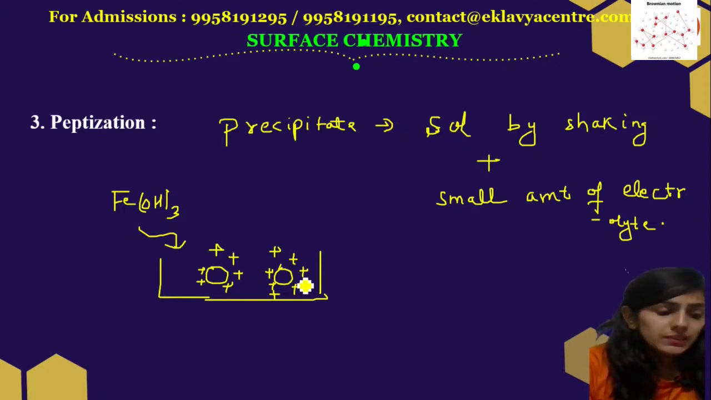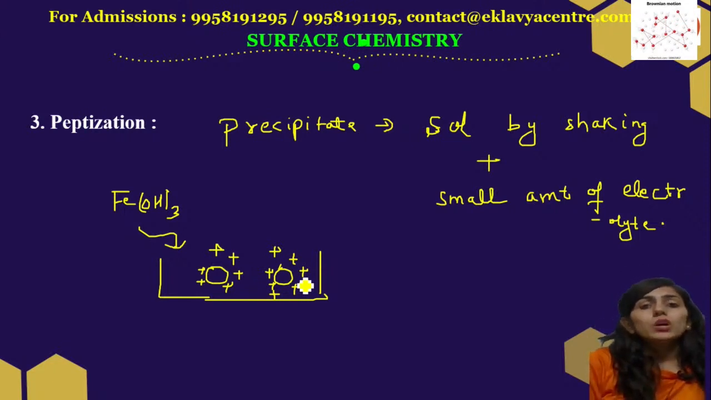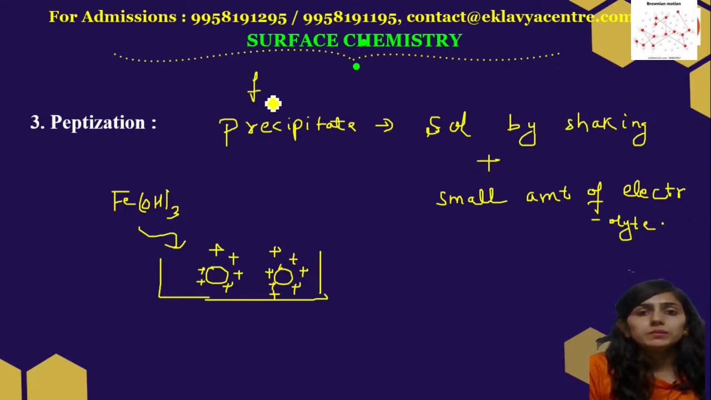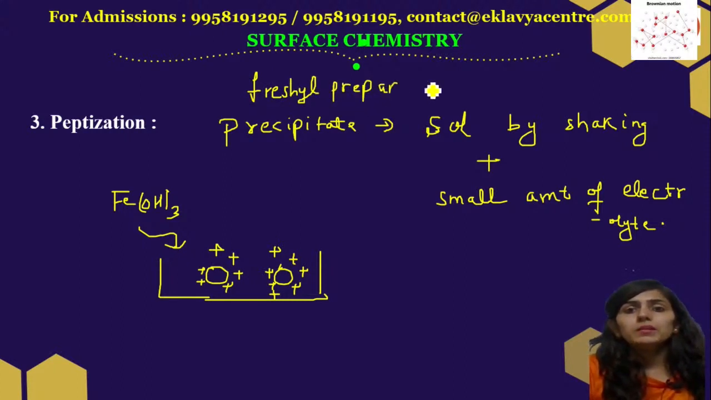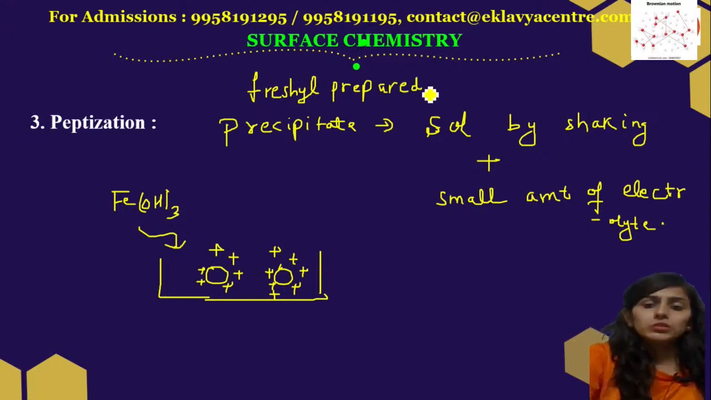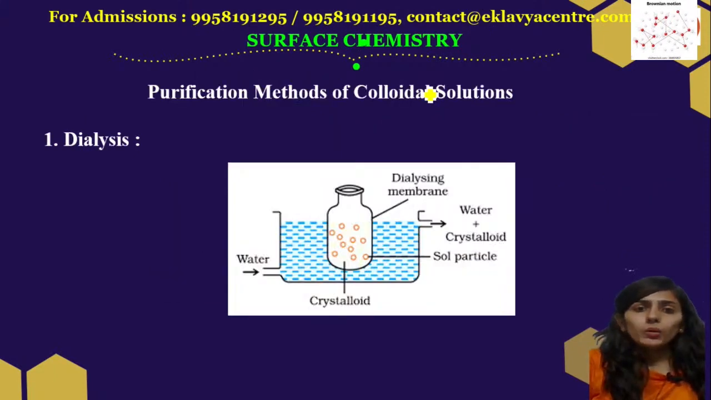So this method is used to convert freshly prepared precipitate into sol by shaking and adding a small amount of electrolyte. I hope this is clear to you. Now next we have the purification methods of colloidal solutions. The first method is dialysis.